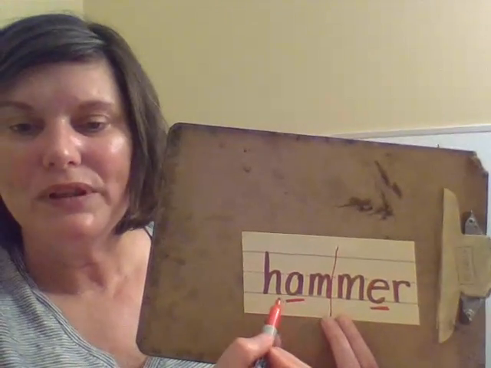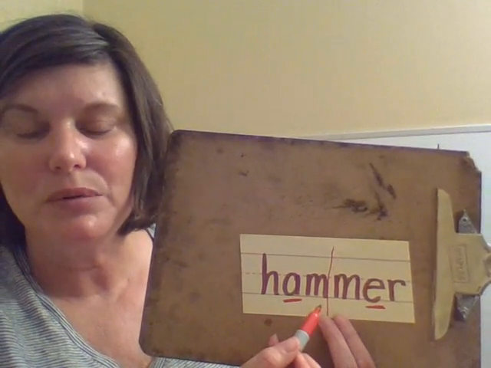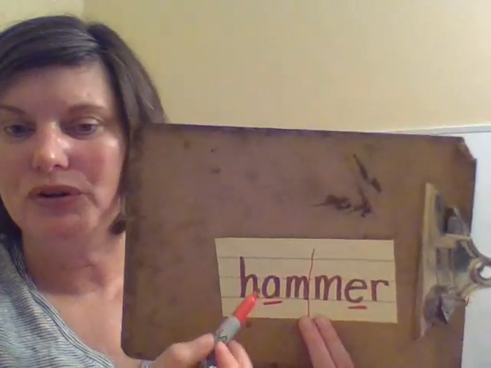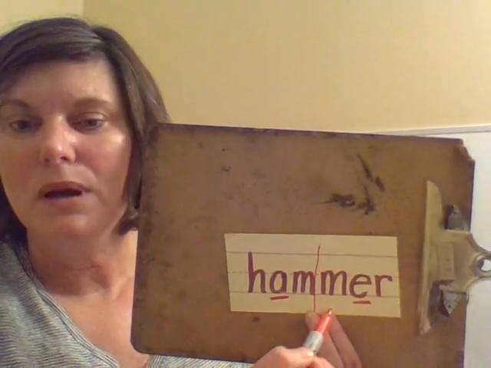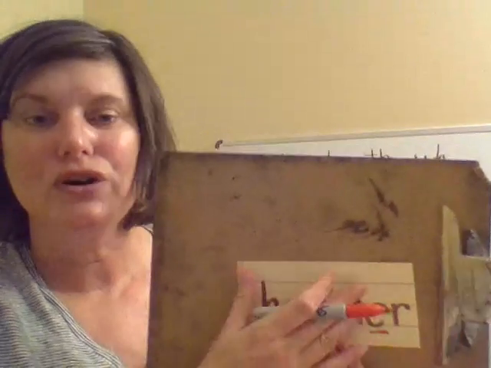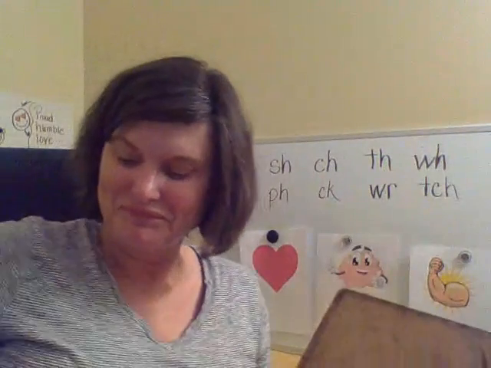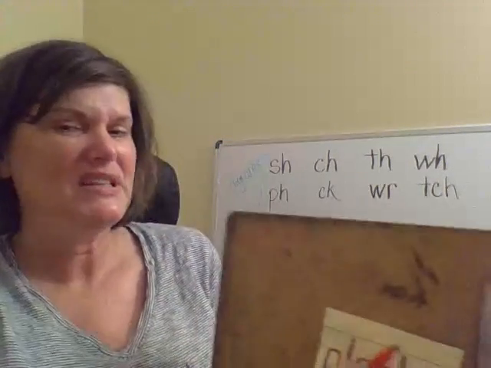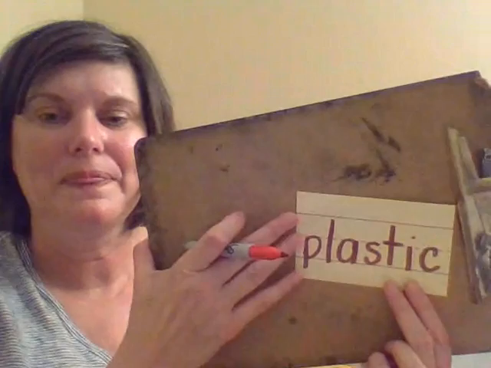So now when we look, we see we have a closed syllable here, and we have the sight syllable that we learned earlier. So hammer, hammer. Good job. Let's do another one. See, each time it gets a little bit easier.